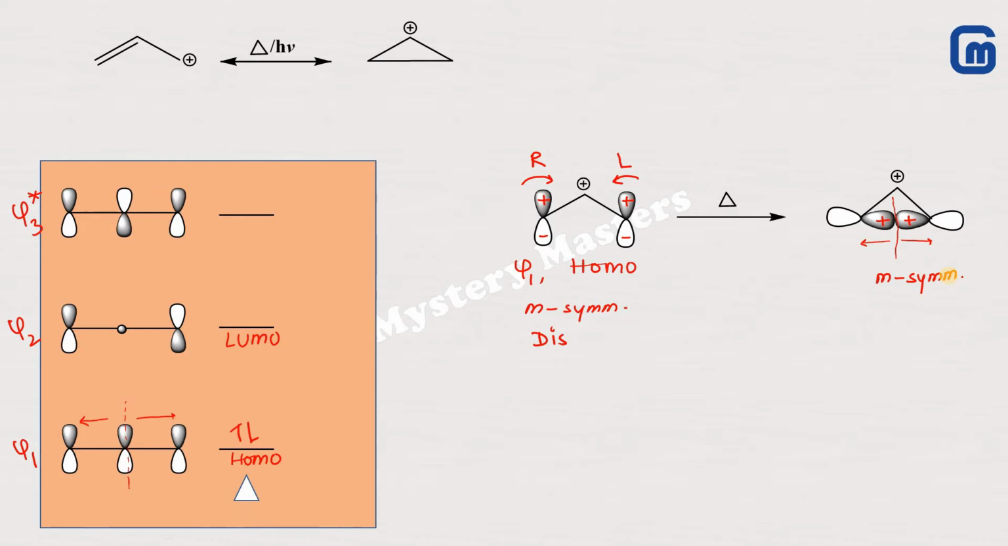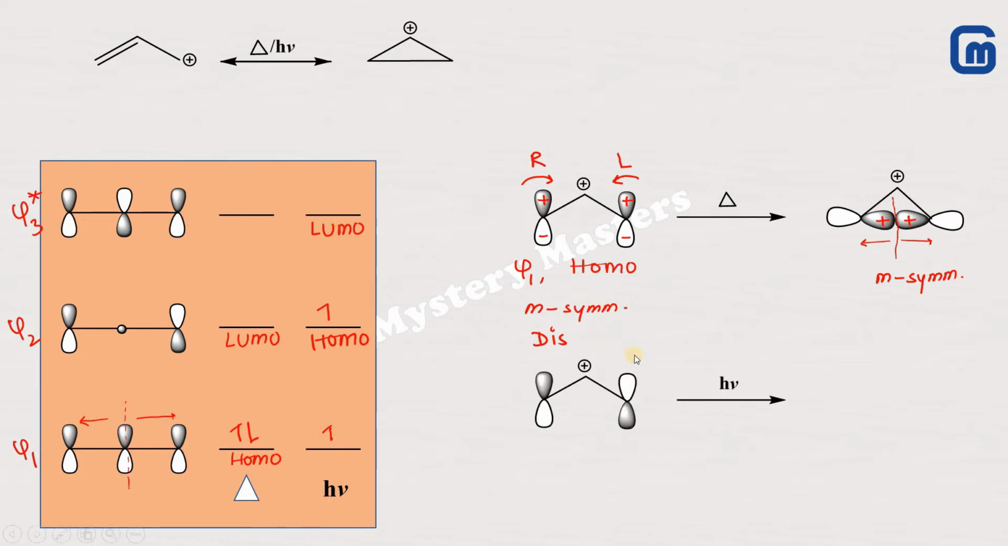Now let us see what will happen in H nu conditions. Whenever we are taking the H nu condition, or you can say the photochemical condition, in that case one of the electrons from the lower energy level gets jumped to a higher energy level like this, so that this will become your HOMO and this psi 3 star will become LUMO. Now we already know that the HOMO is the orbital which is undergoing a reaction, and here it is the cyclization reaction.